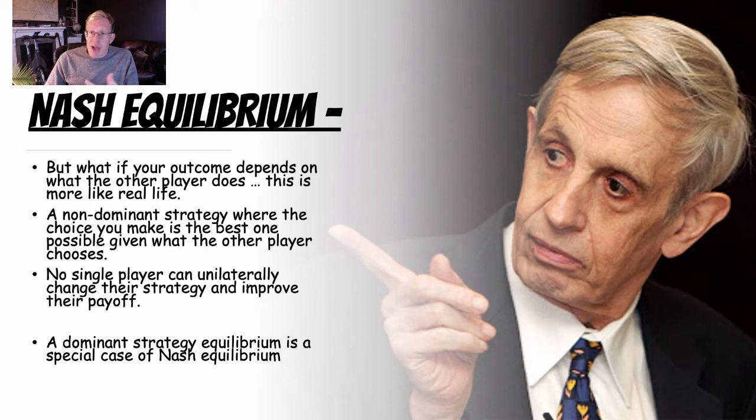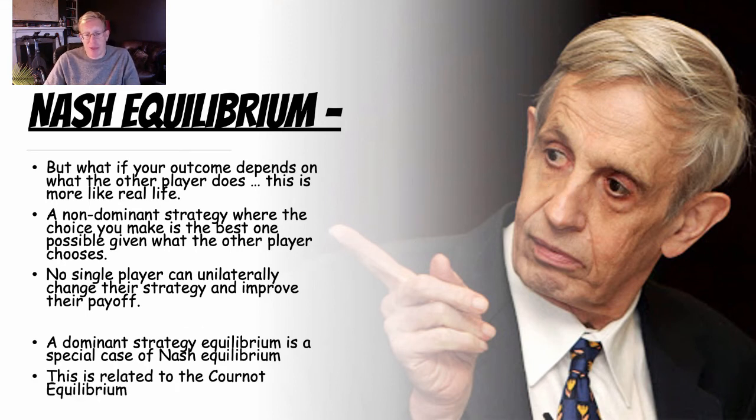The dominant strategy equilibrium is actually a special case of Nash equilibrium, where once you get to that dominant strategy outcome, neither player can make themselves better off by changing their minds. If they change their minds, they will be worse off. Their opponent might be better off, but that's not the point. The point is that you would be worse off.